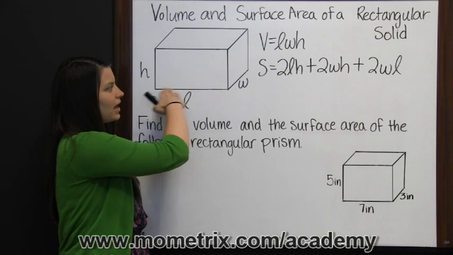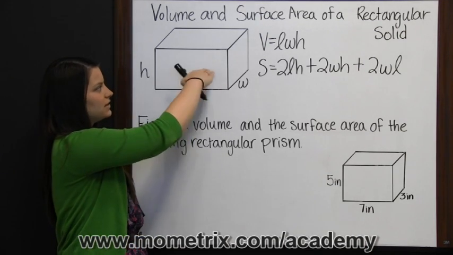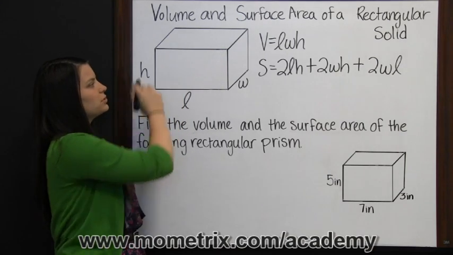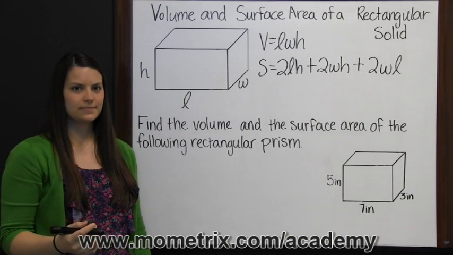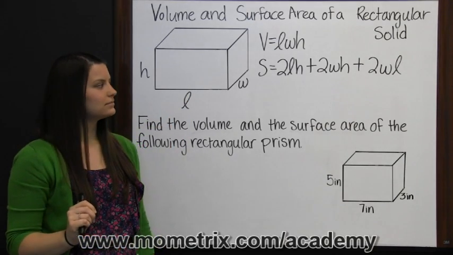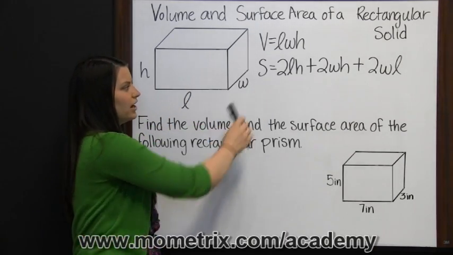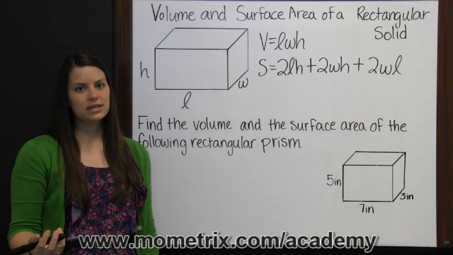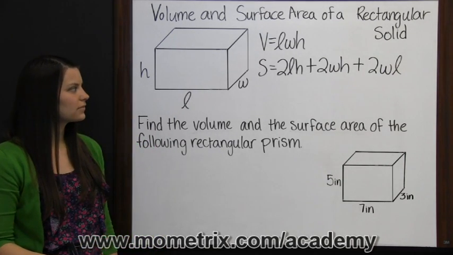And then that is stacked on top of itself to fill up the solid, which is why you multiply it times the height to get the space that the figure occupies. Surface area is the area of all of the surfaces added together.